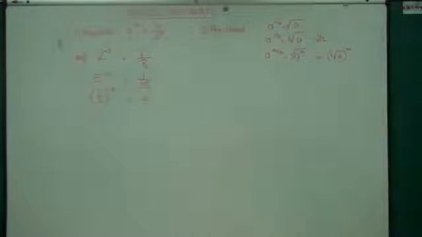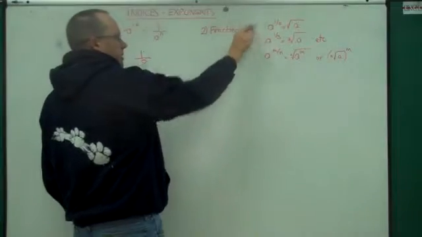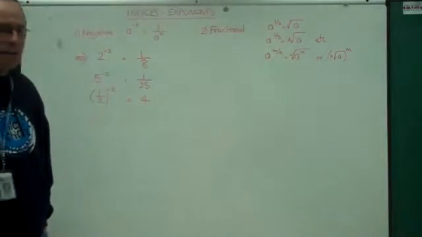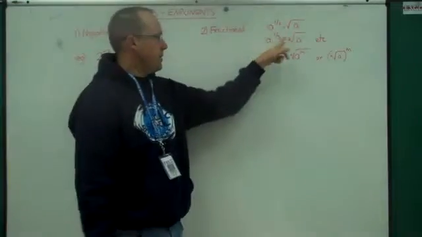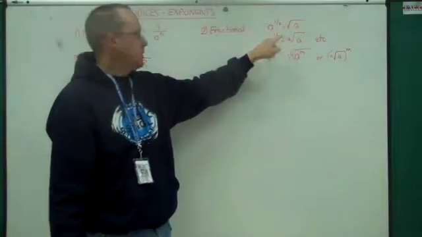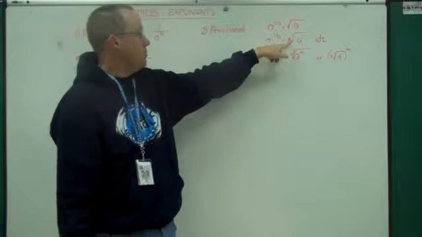Okay, part 2, let's look at fractional exponents. Now, the key ones are really probably these top two to begin with. Anything to the power of a half is the same as doing a square root. Anything to the power of a third is the same as doing a cube root. Basically, this number here is the same as this number here on the root.